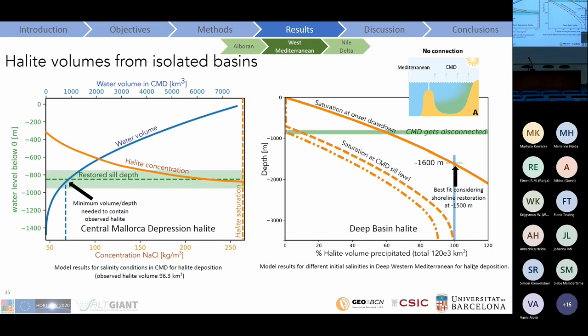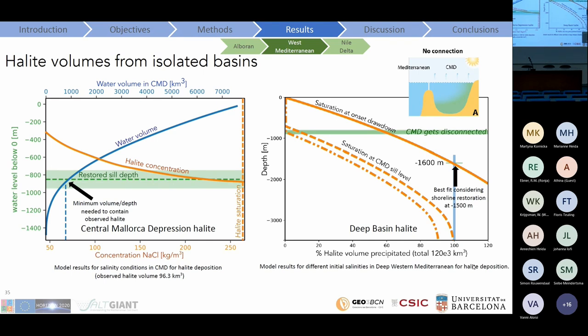So when we start already at halite saturation, that means that you start to produce halite the moment that the water level starts to drop. It's possible to form the entire Western Mediterranean halite just with a drawdown of 1600 meters, which is quite a nice fit with our shoreline restoration, considering the uncertainties in both of these approaches.